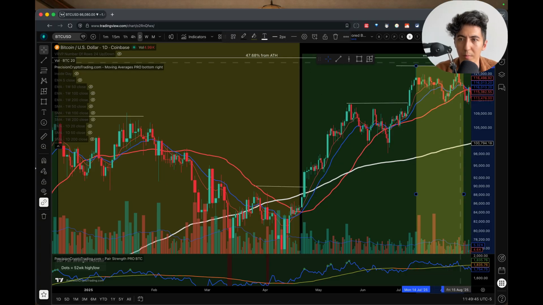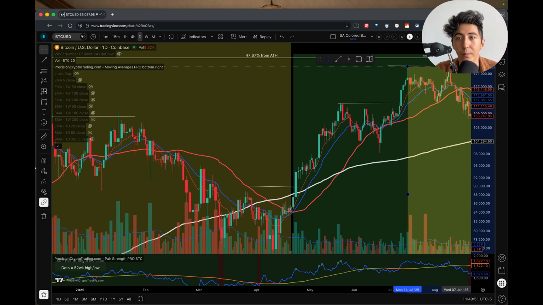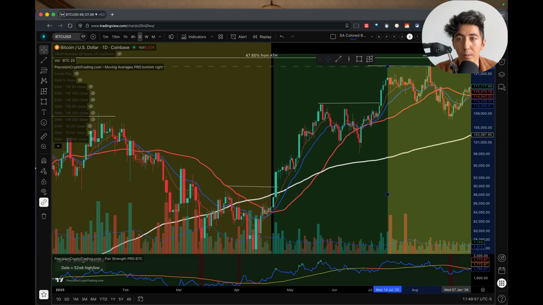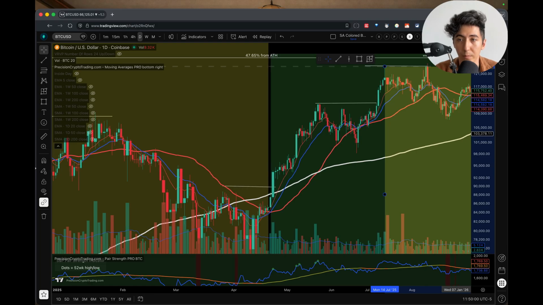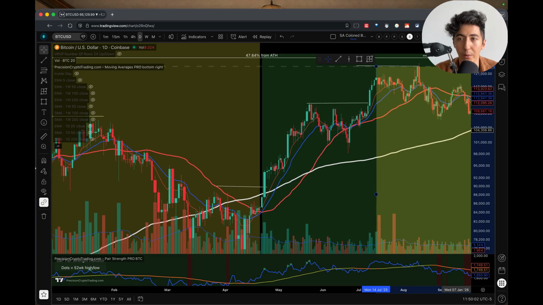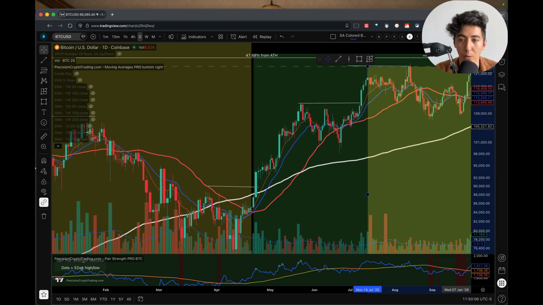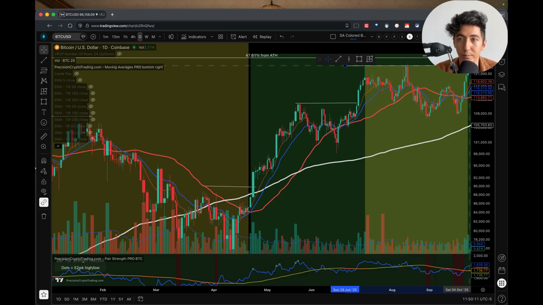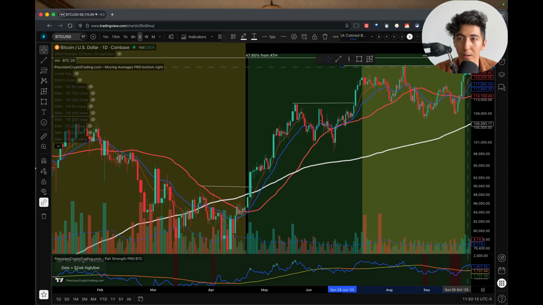Price tries to break out again, so maybe it's going to break out, but it gets rejected very quickly. Price finds support on the 50-day, but now it's chopping around sideways. It's going up. We see increasing volume. Looks like it's trying to break out. Is this going to be the new trend change? Is it going to continue higher?